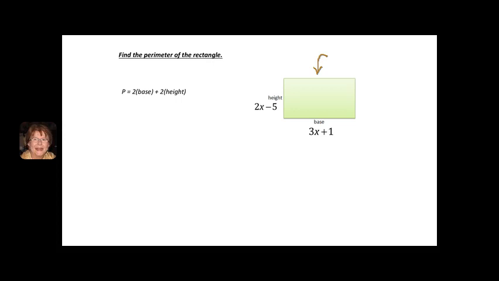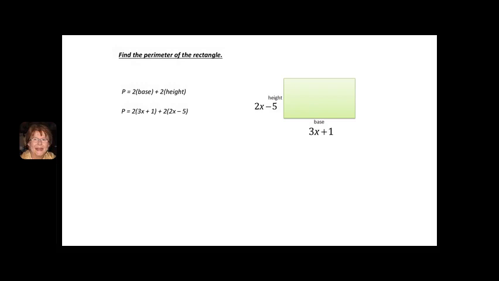You know the height is 2x minus 5. You know the base is 3x plus 1. So perimeter. You know that perimeter is twice the base plus twice the height. Well, we're going to substitute the base with what we know it to be, 3x plus 1, and we're going to substitute the height with what we know it to be, 2x minus 5. We're going to perform these algebraic expressions.